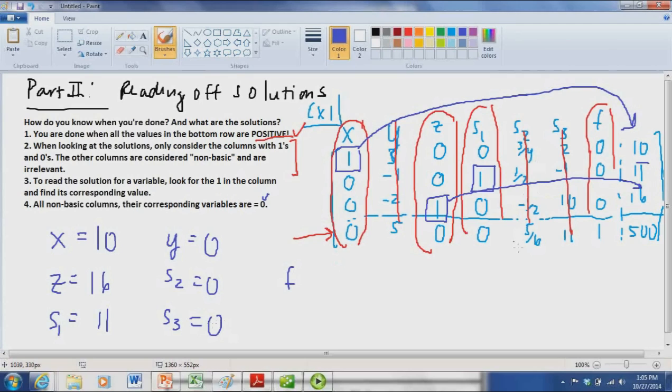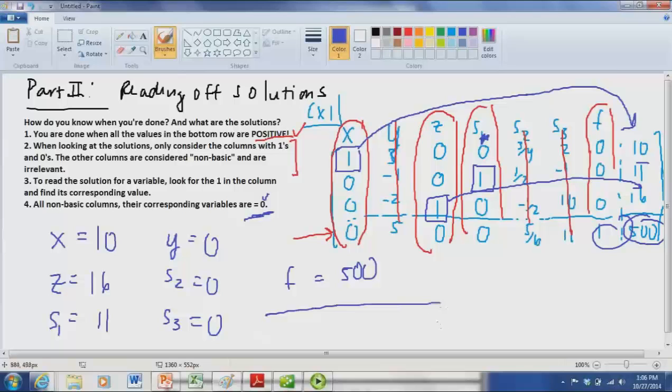Okay, why? Because they became irrelevant or non-basic columns. This is what I mean by number 4 down here. Oops, number 4 down here. Non-basic columns, their variables are always equal to 0. Okay, and then what is the maximum of this function? It's 500. So that's what that means right there. So f is equal to 500.